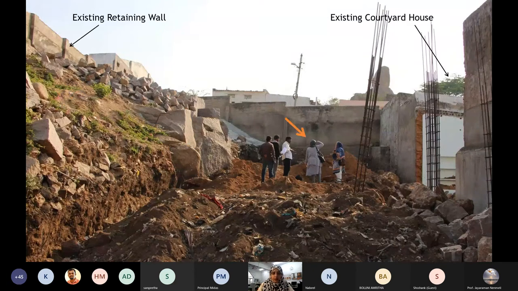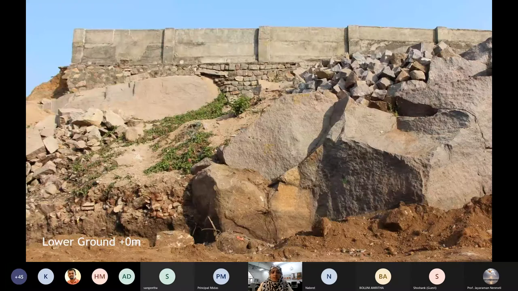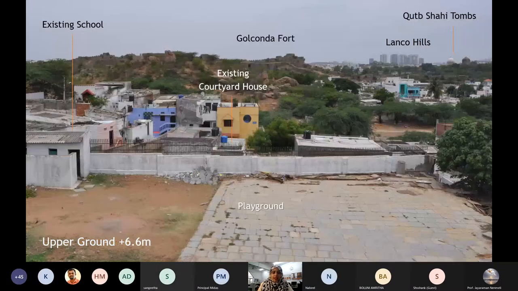This is the lower level, me before construction. On the right side is the existing courtyard house, so you can see the narrow entrance there. On the left side is the cliff and the existing retaining wall. We call this the lower ground. You can see it's like a wall of rock dividing the two parts of the site. Then you have the upper ground level. Both of them are ground, but one is lower and one is upper. The upper ground level has the retaining wall and the playground that has been created. It's almost like a box of soil that contains the playground.